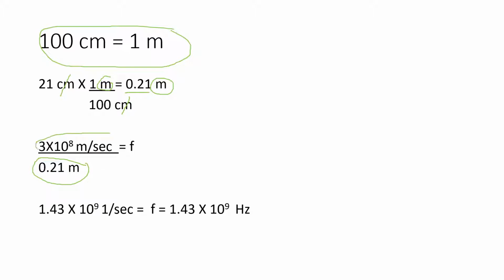In the numerator, we have the speed of light given in meters per second so that the meters will cancel. And so the frequency will be in the unit of 1 per second. 1 over second is the same as hertz. So if I divide these two numbers in my calculator, I end up with 1.43 times 10 to the 9th, 1 over seconds, or 1.43 times 10 to the 9th hertz.